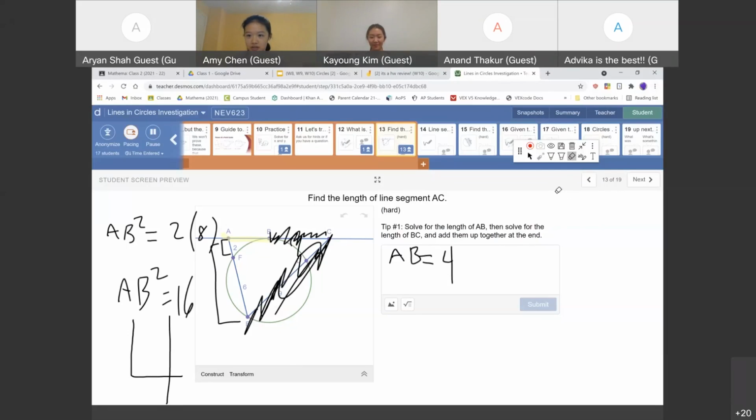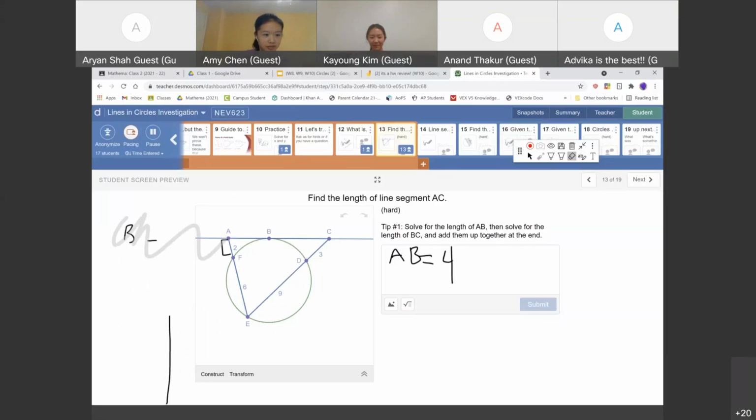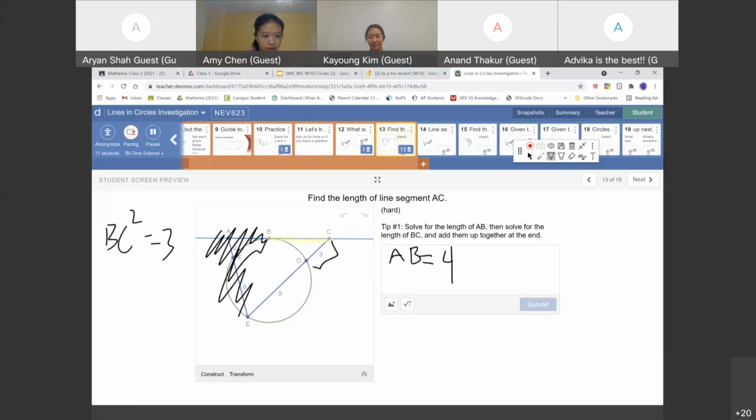And now let's focus on the other side. Oops, I'm trying to erase my screen. There. So now we're going to focus on BC, and we're just going to ignore the rest of the circle because it doesn't matter. BC squared equals this length 3 times 3 plus 9, which is 12. So what does BC equal? 6. Yay, BC equals 6.